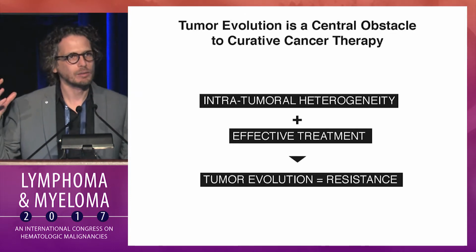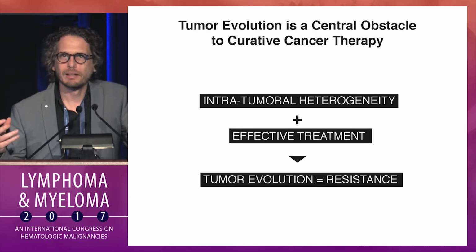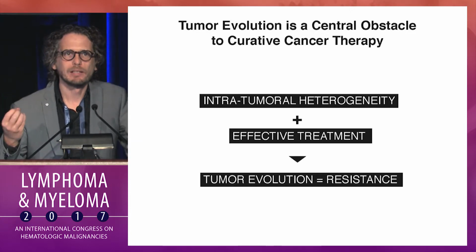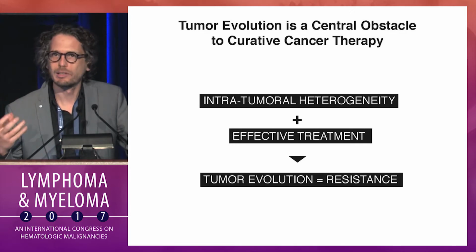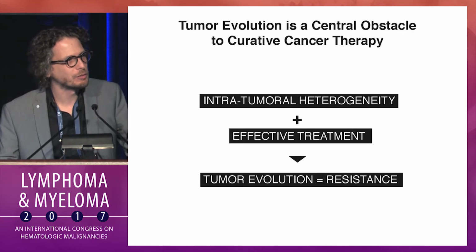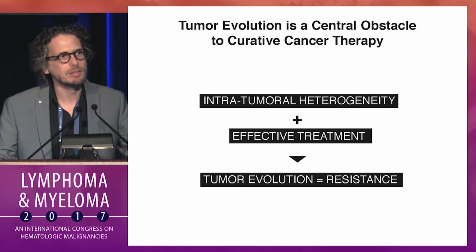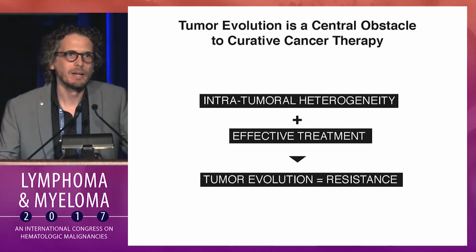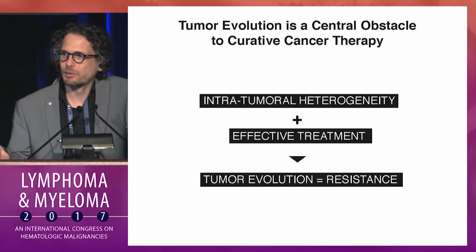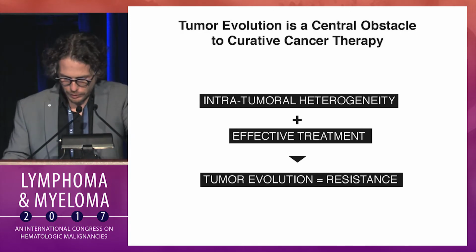And this slide is at the heart of the work that I'll present today: if you take enough intrapopulation, intratumoral diversity, heterogeneity, applied to strong selection pressures in the form of effective therapy, what you often get is evolution of the disease to a more aggressive and resistant form. And in this sense, cancer evolution is a central obstacle to curative therapy.